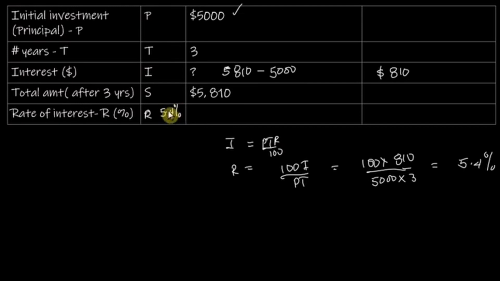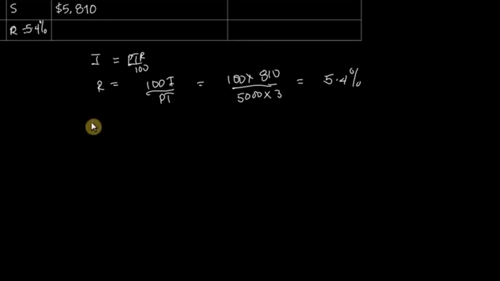Finally, we're asked to determine how long in years it would take for the investment to double. What does that mean? It means that it would be $10,000 after a certain time, giving his interest then to be equal to $5,000 as well. So we could use the formula we had before, which is I is equal to PTR over 100.